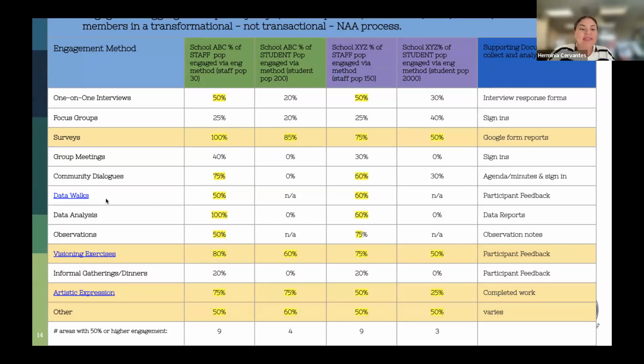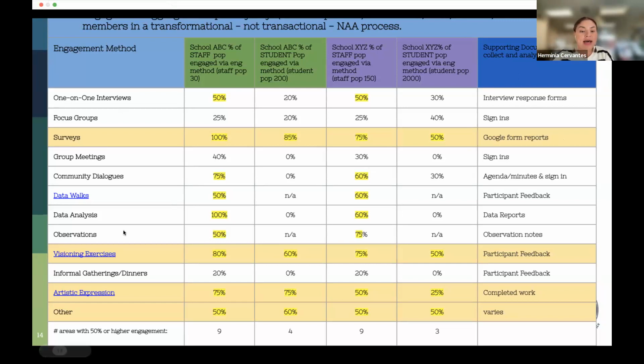So for example, the yellow sections that are highlighted, those are the methods that yielded at least 75% of responses. So as you see, surveys have about the highest responses of the categories. And then it also tells you where they got the information. So for example, for the surveys, they got Google Form reports. When you use Google surveys, it usually breaks down the surveys that you conduct by question, by grade level, depending on what you write.